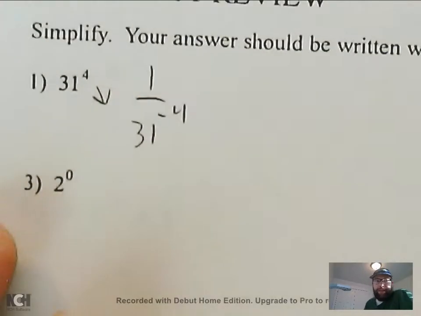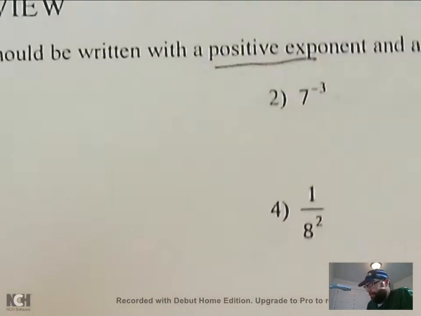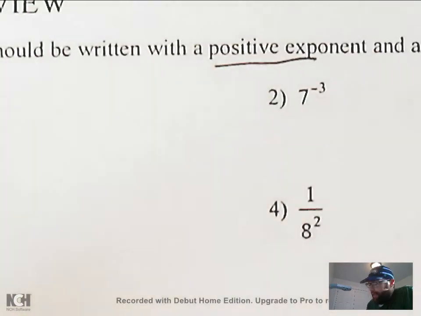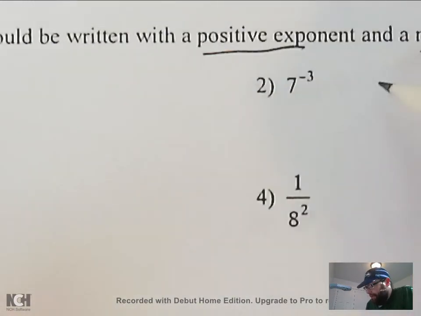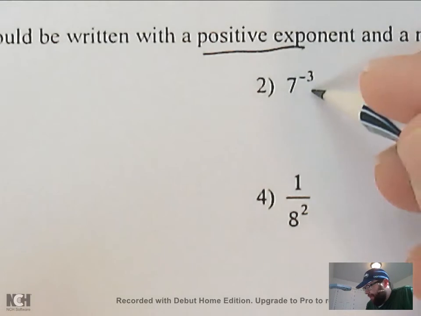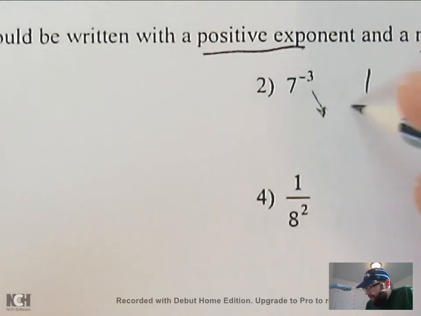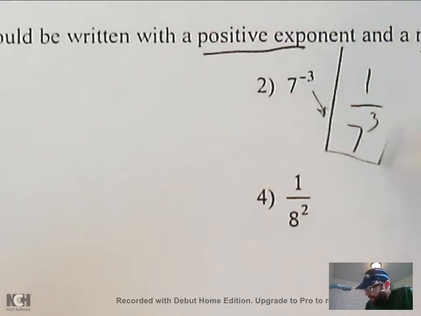So, okay, here we go. Now number 2. This one's already got a negative exponent, so we just need to make it positive. So we're going to move it downstairs, since it's already upstairs. It becomes 1 over 7 to the positive 3. Okay, that's your answer.